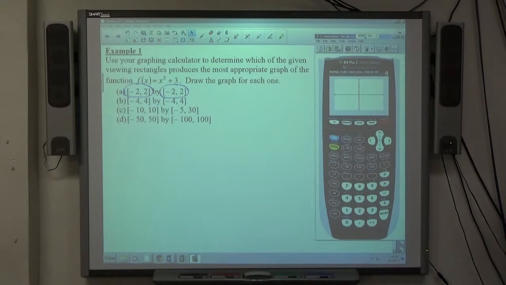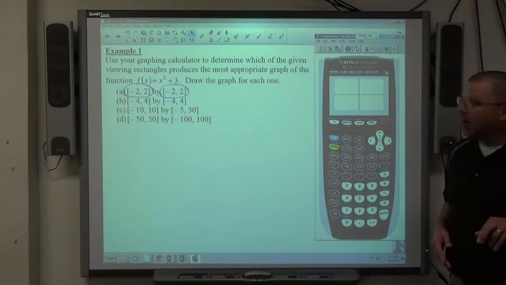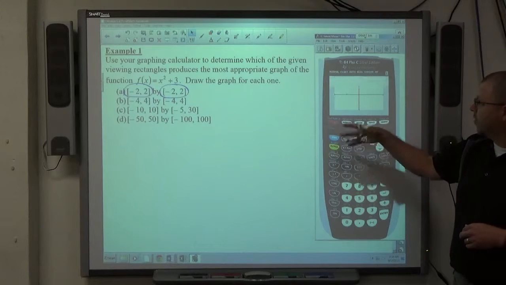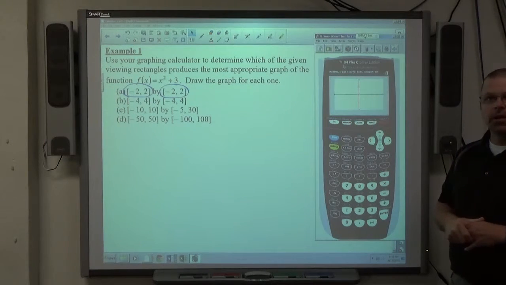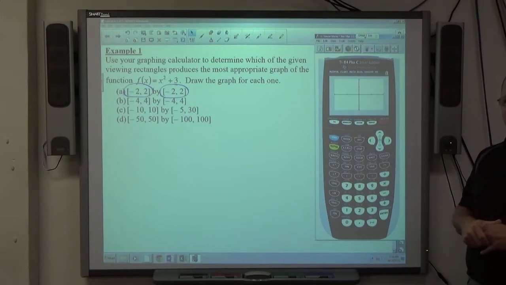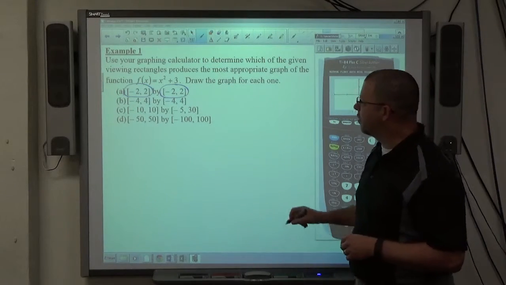thing somewhere, and it's missing. Anybody have an idea why that might be nothing? Say again? We did. We put the equation in, so it should graph the equation, x squared plus 3. It's too big. What's too big? A function. Okay, let's imagine what x squared plus 3 looks like.